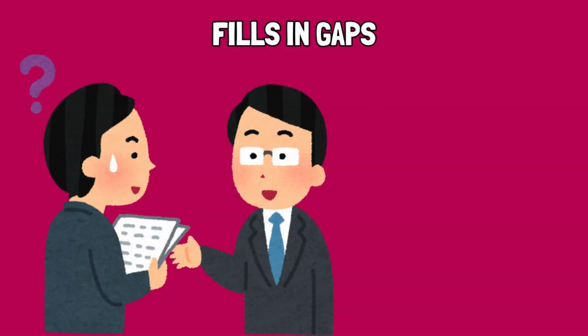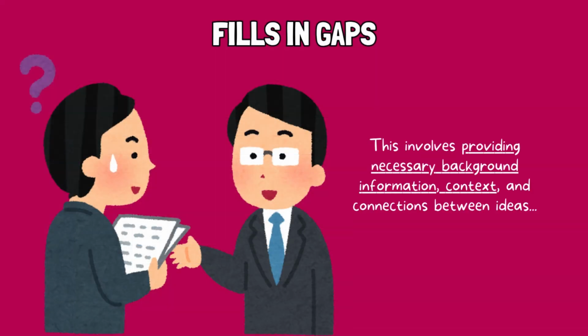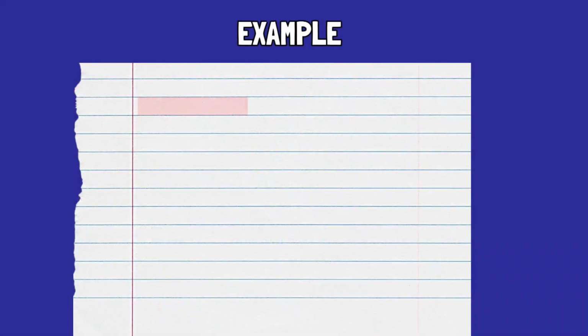Finally, when line editing, it is important to fill in any gaps. Ensuring that the text fills in gaps is crucial for maintaining clarity and preventing reader confusion. This involves providing necessary background information, context, and connections between ideas. It's essential to anticipate potential questions a reader might have and address them proactively. Clear transitions and thorough explanations help guide the reader through the narrative smoothly, ensuring they understand the progression and relationships between different points. Take a look at this example.